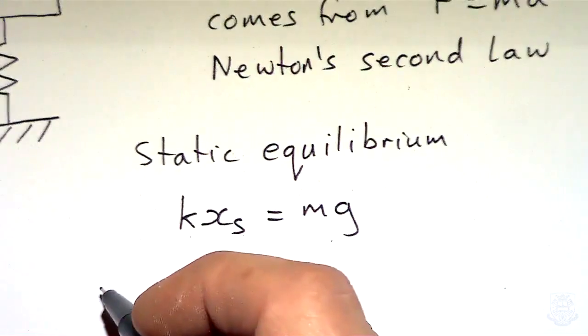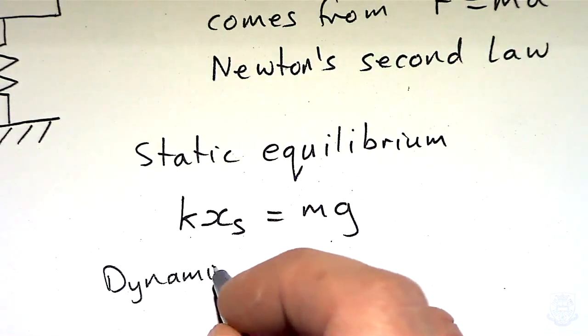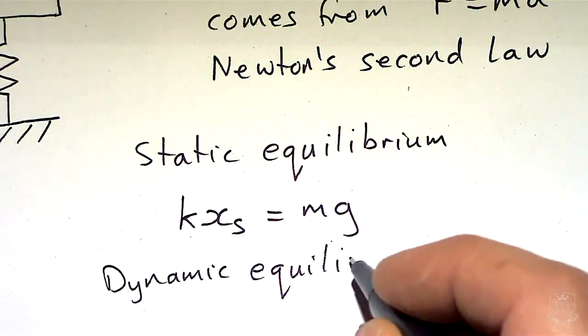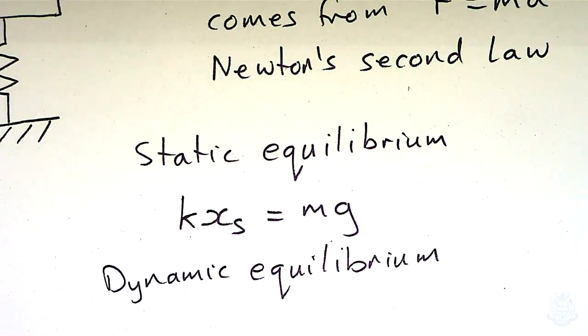So if we consider the dynamic equilibrium, what we find for this case is we have m x double dot equals minus k times x.